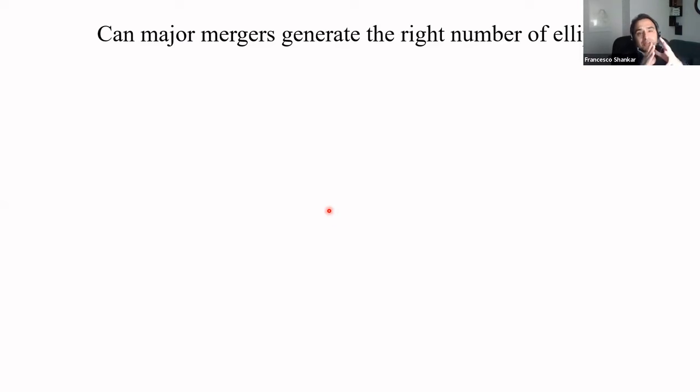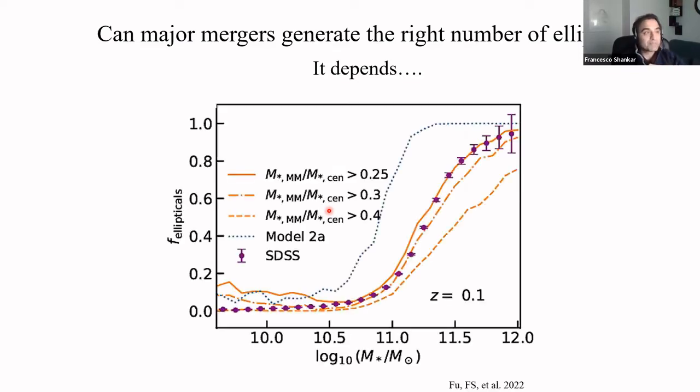So the idea here is that many models suggest that the number of ellipticals is correlated to the number of major mergers. So what is the answer to this question? Well, based on what I just told you, I think you would also be in a position now to answer it from the semi-empirical point of view. You would answer by saying, well, it depends. The major mergers may or may not be enough to generate the right number of ellipticals. And in fact, this is the answer to this question.